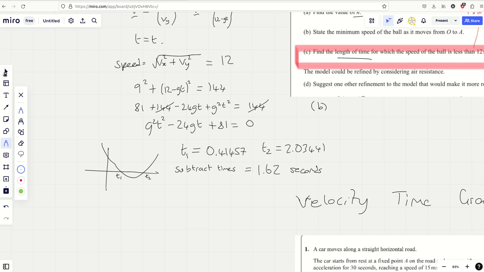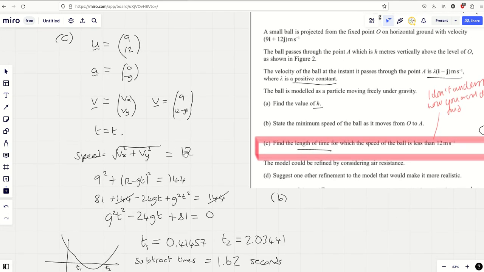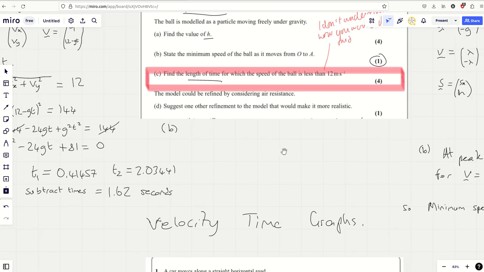Yeah, I think it's the same as in the mark scheme. Hope it makes sense as well. That's the most important thing. So all I've done is I've set up the velocity as a vector, and I've found the length of that vector. I need the length of that vector to be 12. That's all I'm really doing.